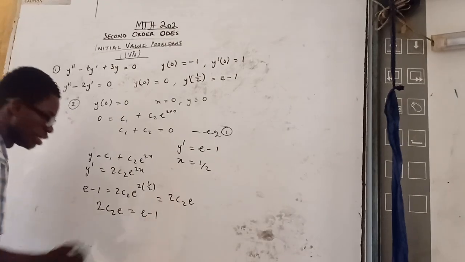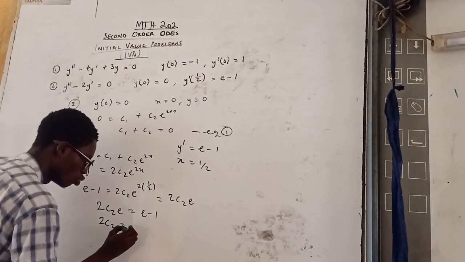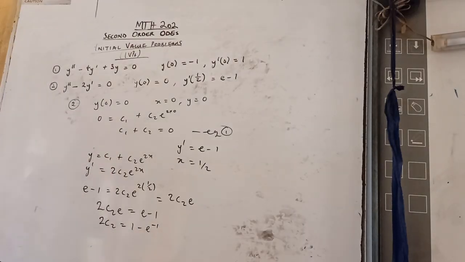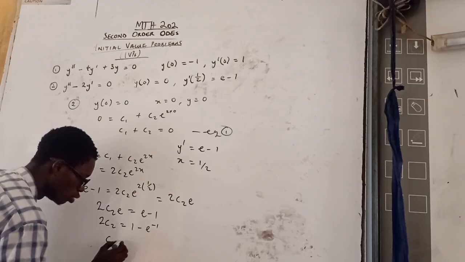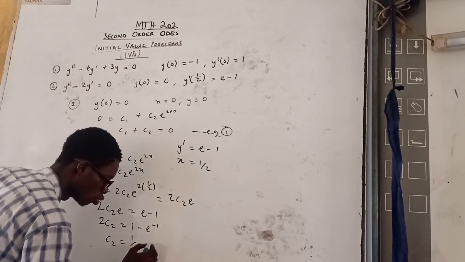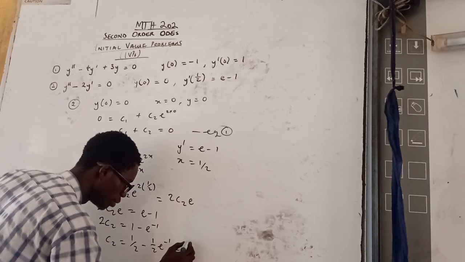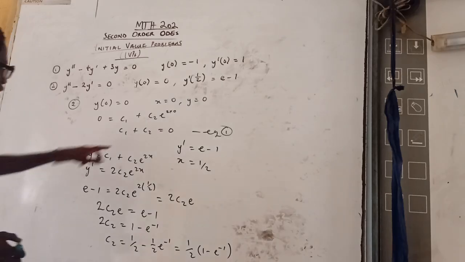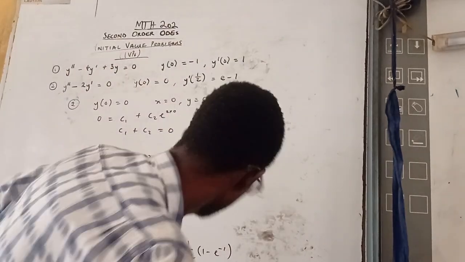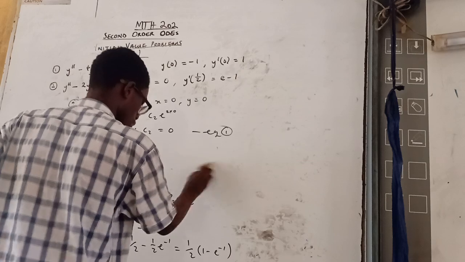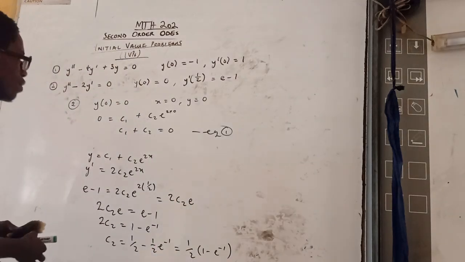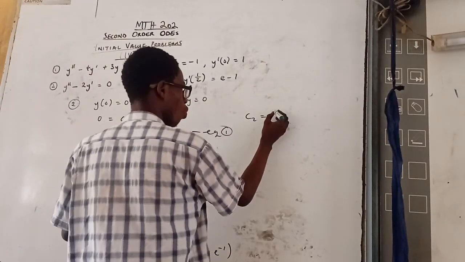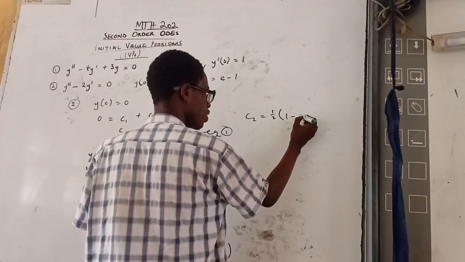I can divide through by e. So I have 2c2 equals, if I divide everything by e, 1 minus e minus 1, right? I can divide this by 2 too. C2 equals 1 over 2 minus 1 over 2 e minus 1, which is the same thing as 1 over 2 into bracket 1 minus e minus 1. So we have gotten here now. Since we have our C2 already, C2 equals 1 over 2 into bracket 1 minus e minus 1.